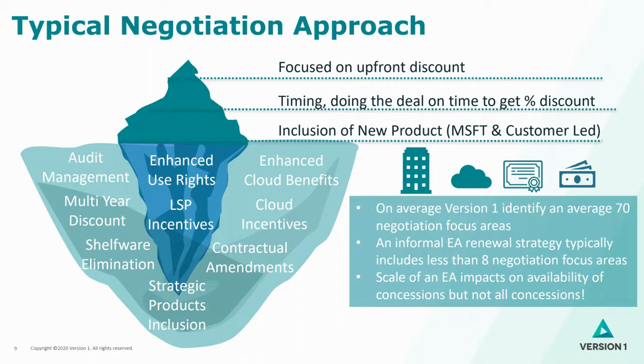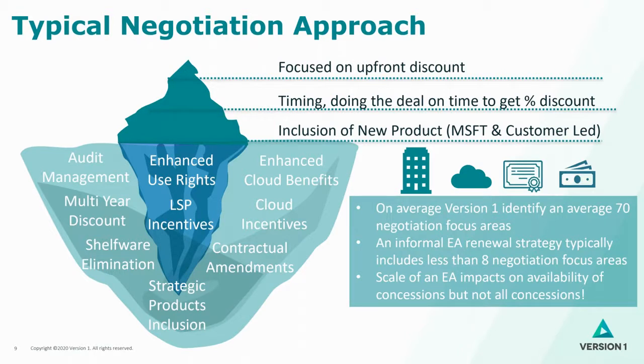Multi-year discount, so that's just getting a year one discount, getting those discounts over multiple years. You want to focus on shelfware elimination, as I talked about, so trying to understand exactly what technology might not be the right fit for your business, and where can that be eliminated from the enterprise agreement, because otherwise you're just going to end up paying for that for 3 years and it's just going to sit on a shelf.